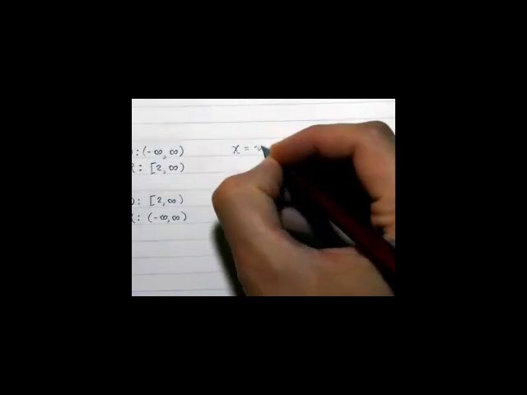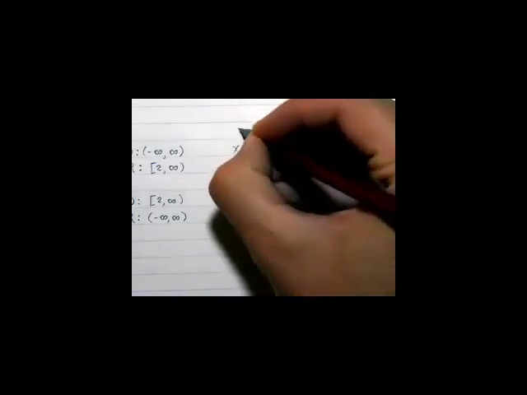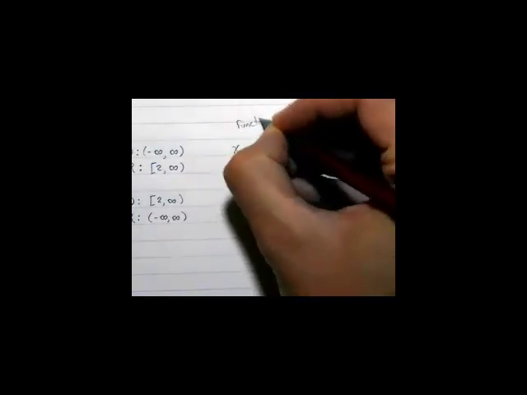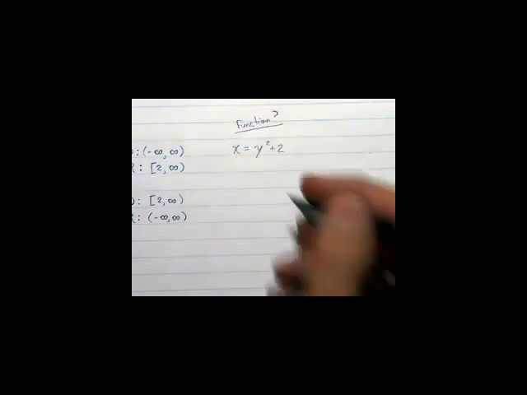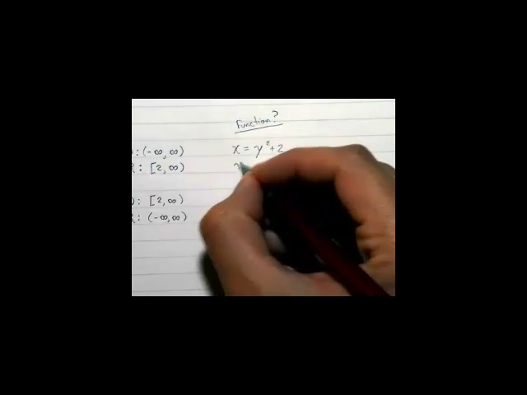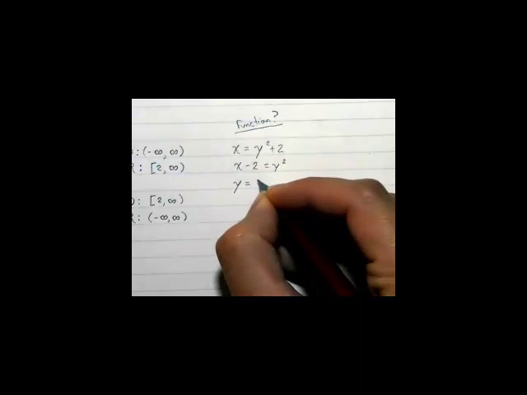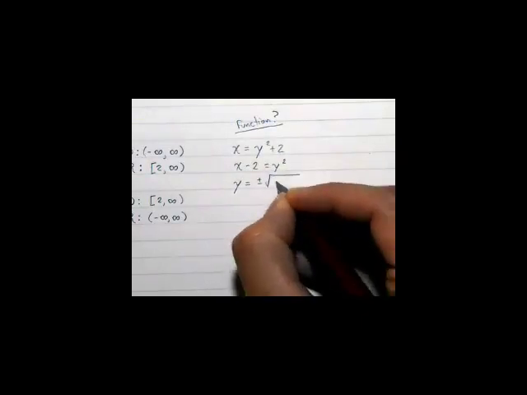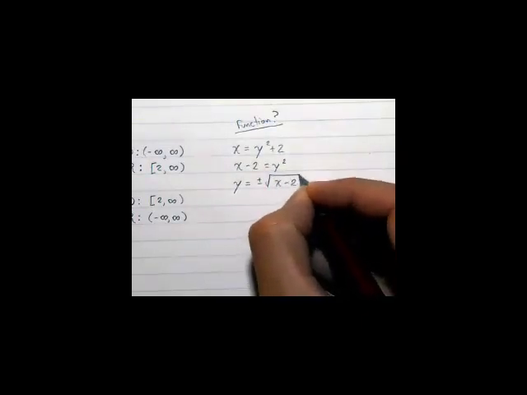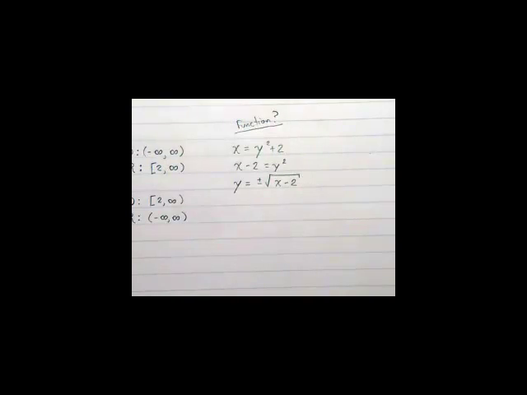So x equals y squared plus 2. So this is us checking for a function. All right, so x minus 2 equals y squared, and then if I swap it around, I'm going to have plus or minus the square root of x minus 2. Because remember, negative or positive, if you square it, it becomes positive. So if you're using a square root to undo a square, you have to consider both the plus and the minus there. So it's plus or minus the square root of x minus 2.